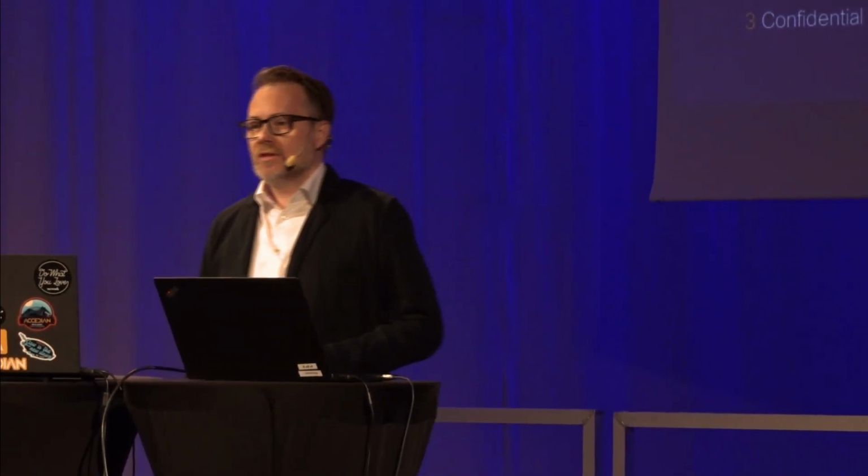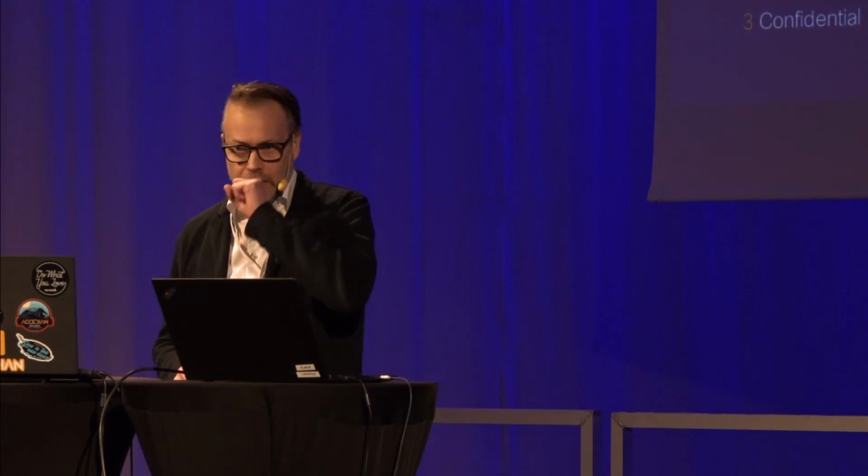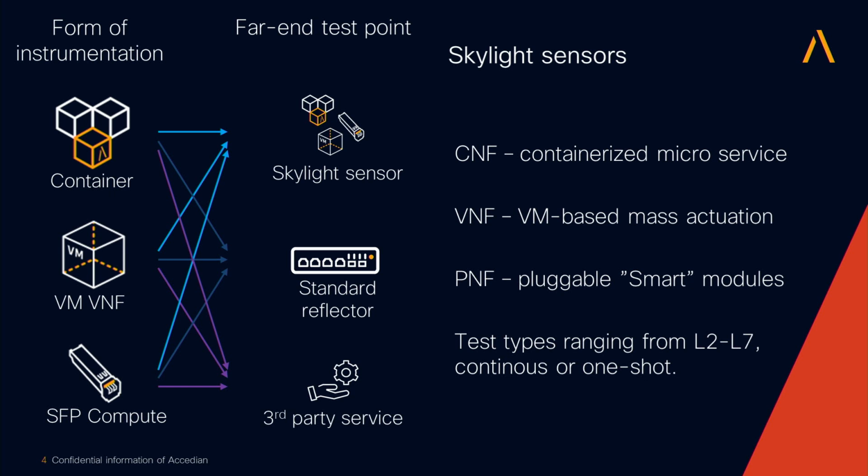So I'm going to focus a little bit more on the sensor layer first, because that's where I mainly work myself. On the sensor layer, we provide sensors in 3 flavors: CNFs, VNFs, and PNFs. Starting on the PNF, the physical network function, we have traditionally small boxes for doing probing, but the most interesting one is probably our SFP compute.